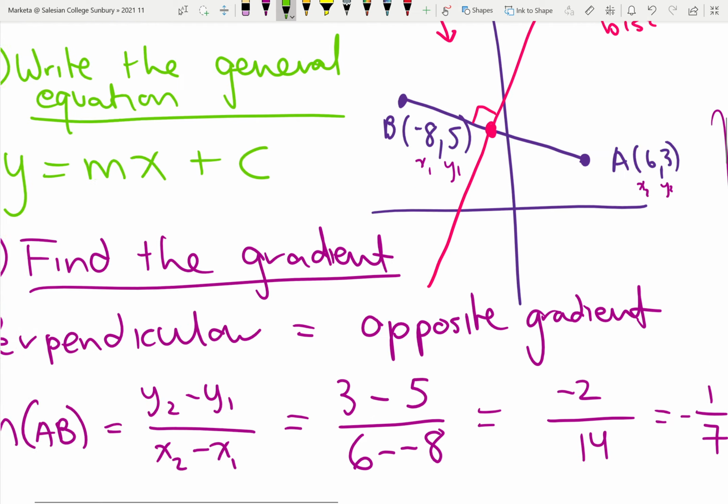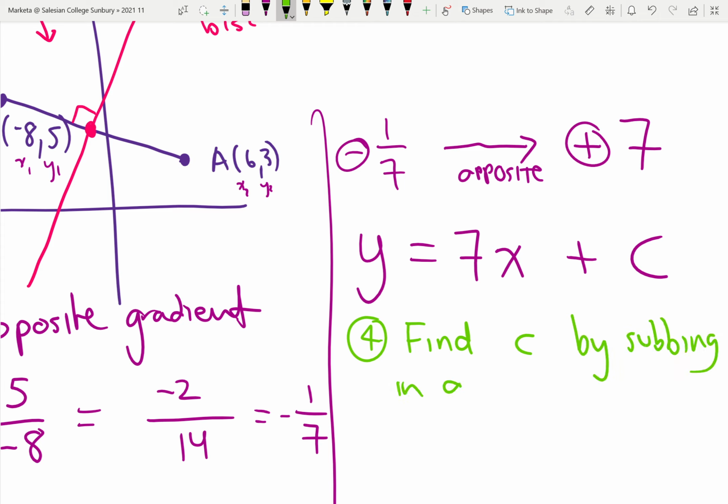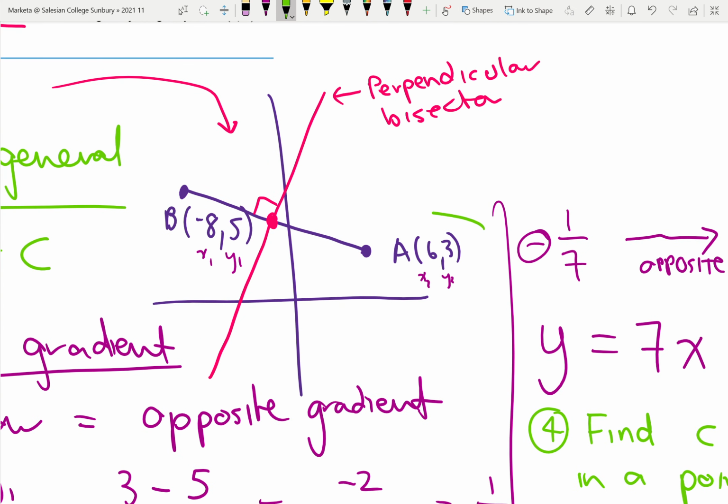Now, step 4, I need to find c by subbing in a point. And if we look at the picture again, we can see this and this are not the points we would sub in, because those are not on the perpendicular bisector. The perpendicular bisector is the pink line. What we need is this pink point in here. And it's the bisector, and bisector means it cuts in half. So it's going right through the middle of AB.